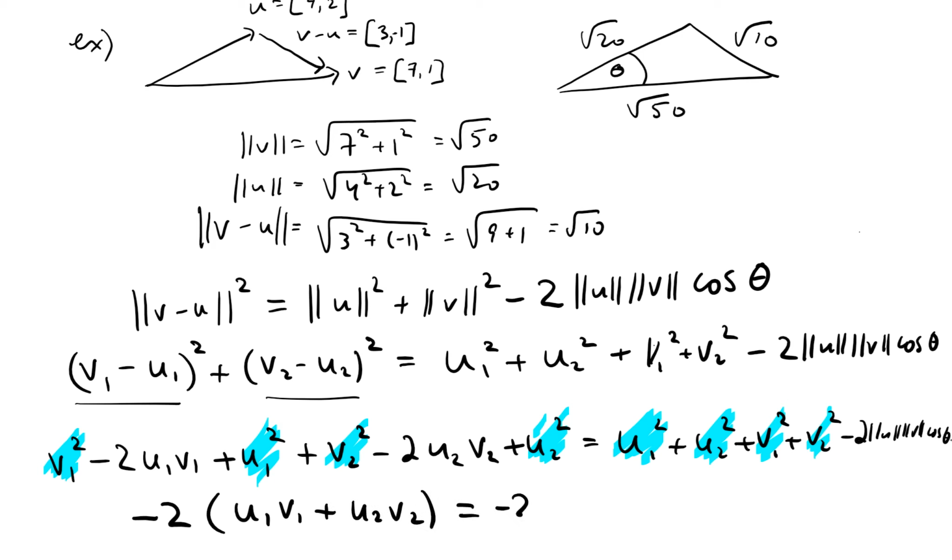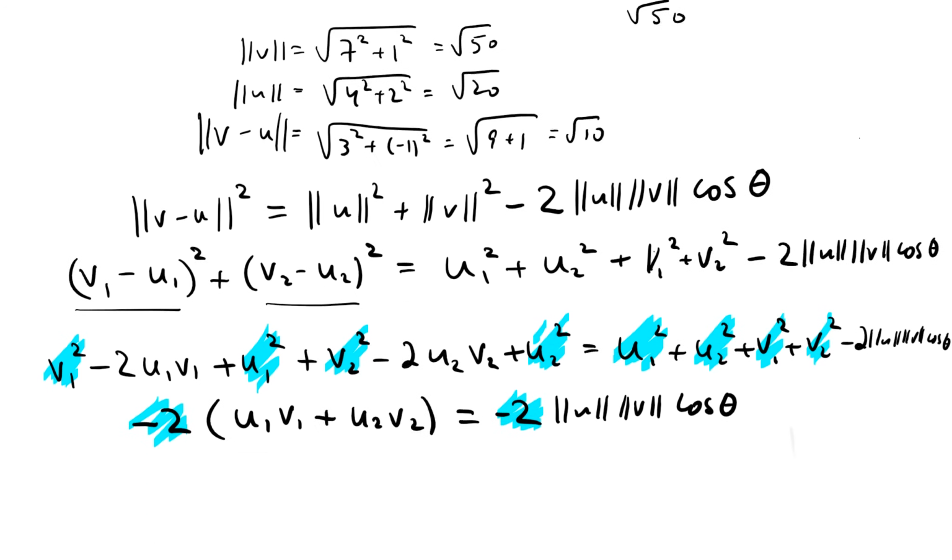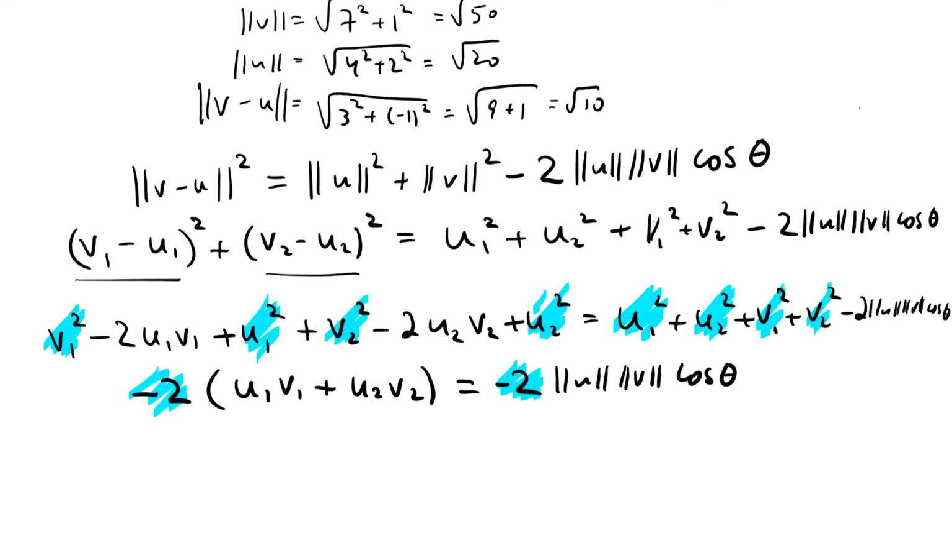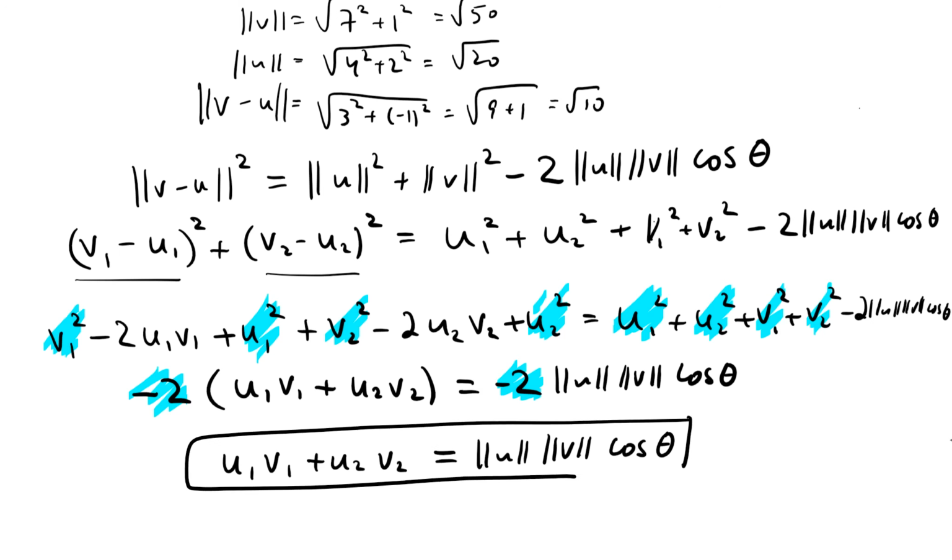That's equal to minus 2. Notice the minus 2 again on the other side. Norm of u, norm of v, cos theta. So of course now I can divide by minus 2 on each side. And I get this very precious identity, which is that if I do u1 v1 plus u2 v2, that's going to give me norm of u, norm of v, cos theta. We're going to frame this. That's kind of important.